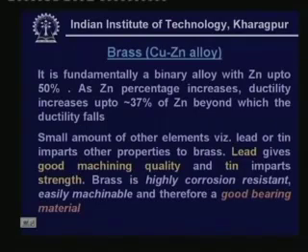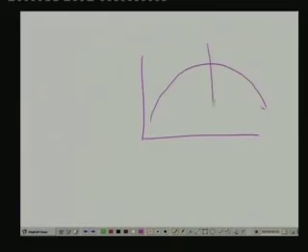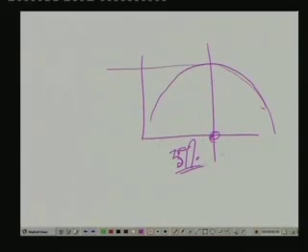That means you are having some sort of this, if I plot it like this. So that means if you are having the ductility and zinc composition, it is something like this. So the optimum value of zinc is around 37%, beyond which the ductility increases and then it falls. So that is the composition of the zinc, which can be around 37% for an optimum value.